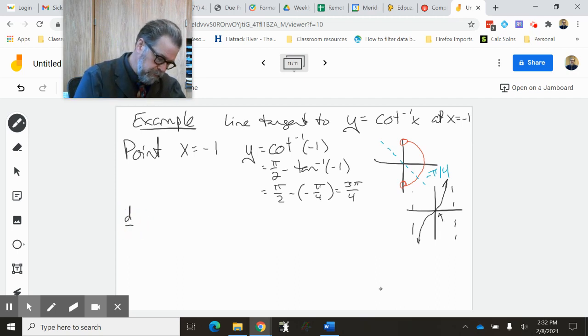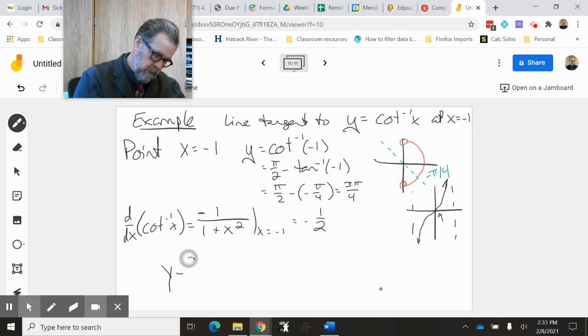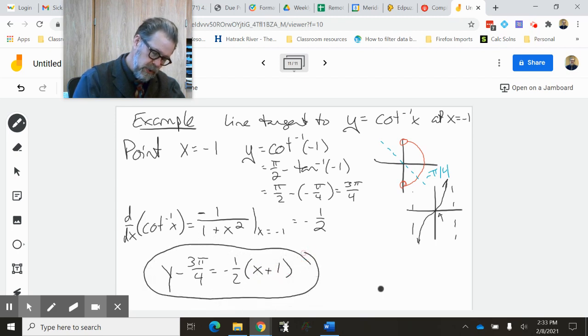So the slope, the derivative of inverse cotangent of x is equal to negative 1 over 1 plus x squared. That's the derivative of inverse tangent with a negative in front of it. And if we plug in x equals -1, we get that this is -1/2. And here we go. Here is the equation of our line tangent to the graph of inverse cotangent at x equals -1.